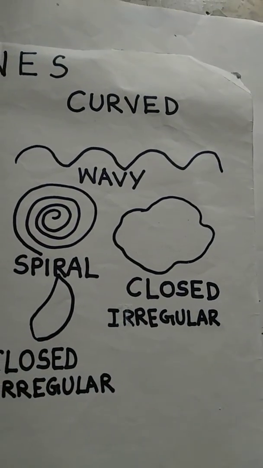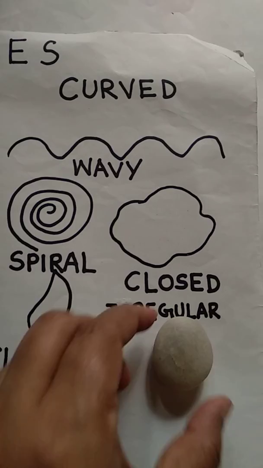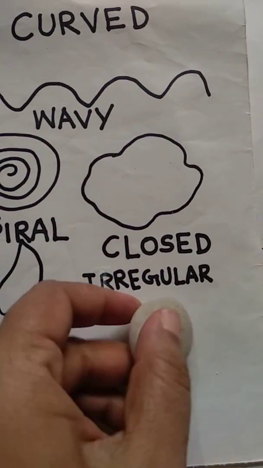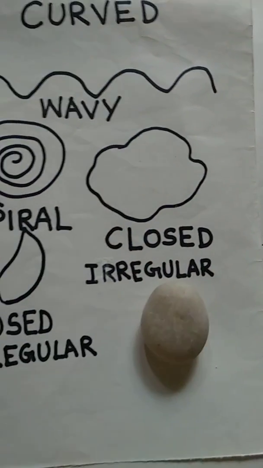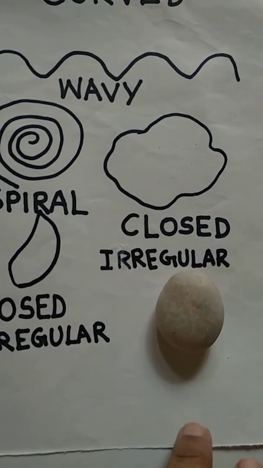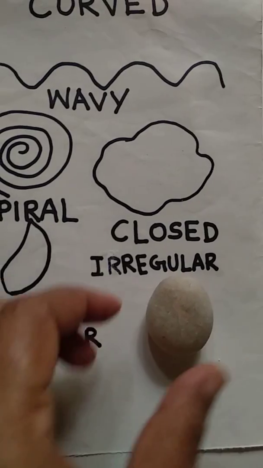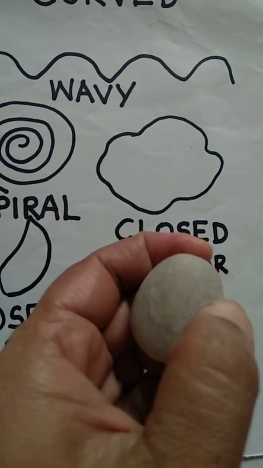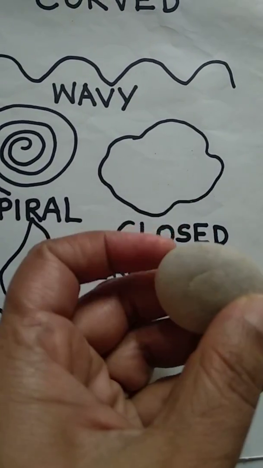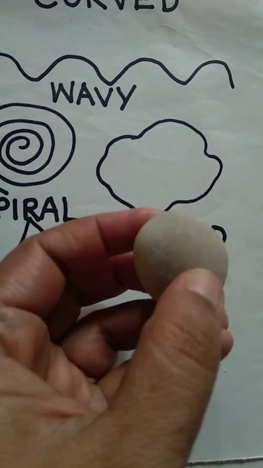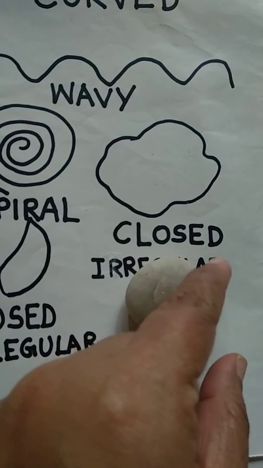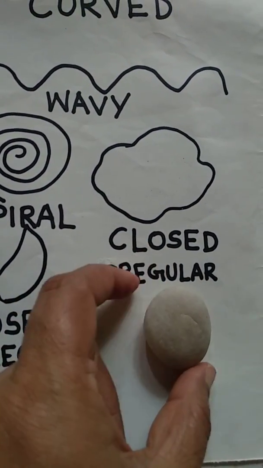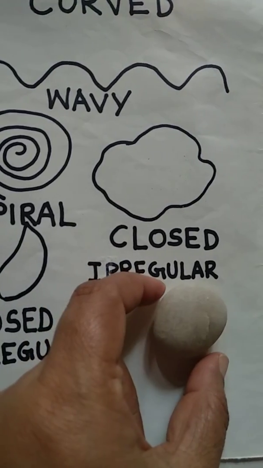Look at my pebble now. See? I've got a collection of pebbles also. My pebble is so white and shiny. And it looks somewhat like a potato, doesn't it? So, this pebble is also made of a curved line. Can you see the curved line? Yes, this is the curved line. And it is giving its shape to the pebble.